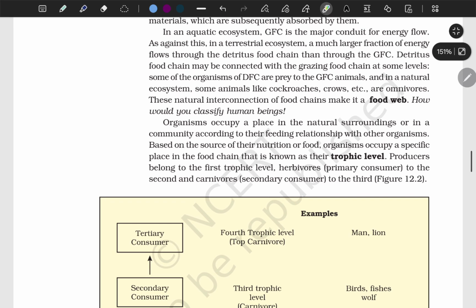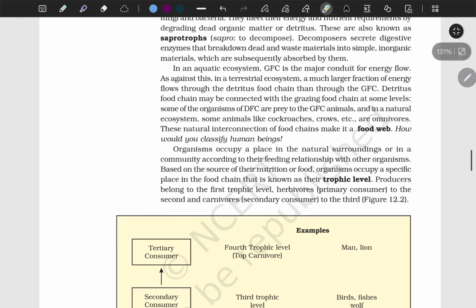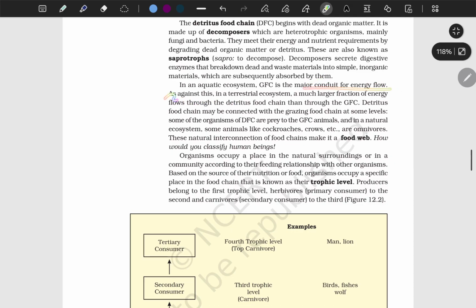In an aquatic ecosystem, the grazing food chain is the major conduit for the energy flow. As against this, in a terrestrial ecosystem, a much larger fraction of energy flows through the detritus food chain than through the grazing food chain. The detritus food chain may be connected with the grazing food chain at some levels. Some of the organisms of the detritus food chain are prey to the grazing food chain. So these are interconnected at some levels.